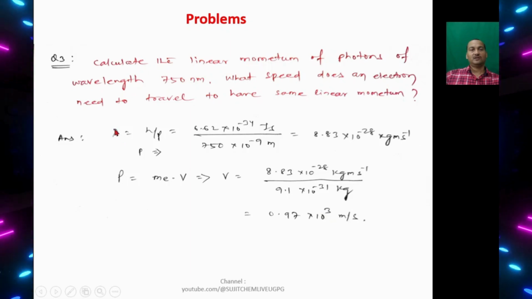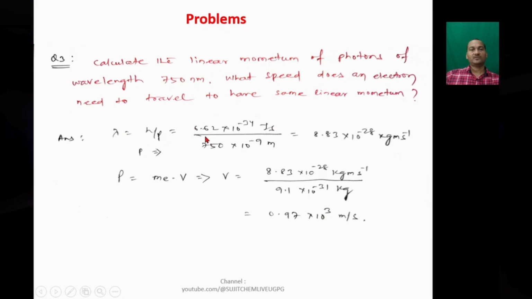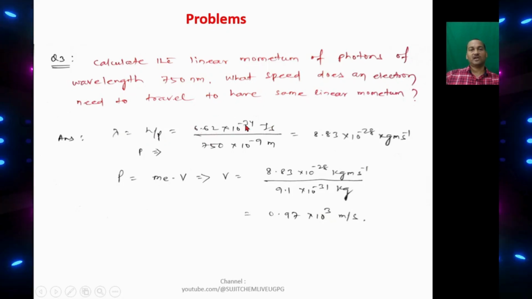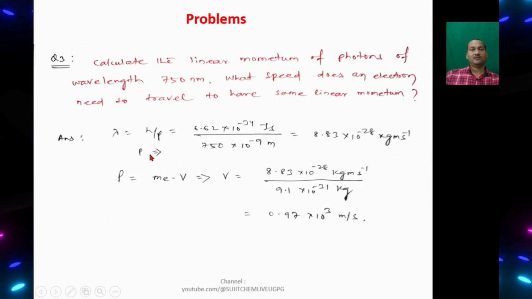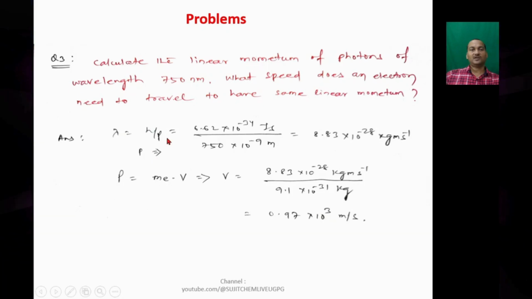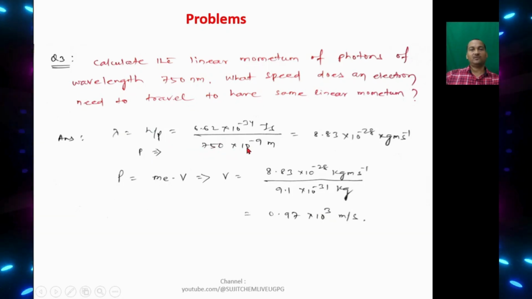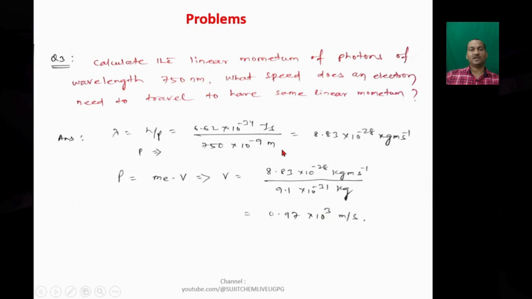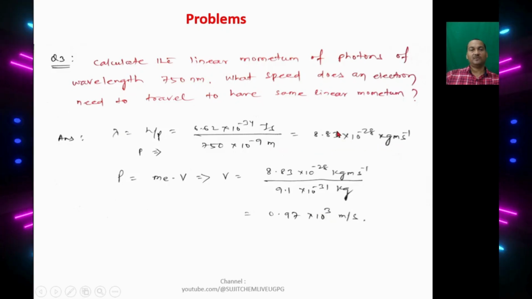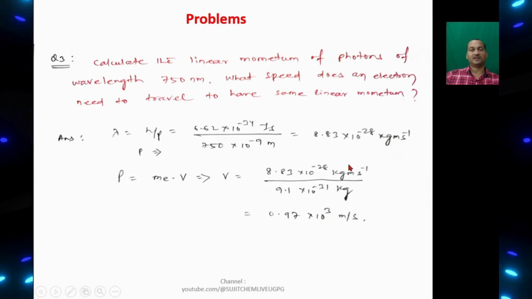So lambda we know equal to h upon p. So h value we know, 6.62 into 10 to the minus 34 joule second, and p will be equal to what? h upon lambda. So that will be divided by 750 into 10 to the power minus 9 meter. 1 nanometer equal to 10 to the minus 9 meter. So p becomes this much, 8.83 into 10 to the minus 28 kg meter per second.